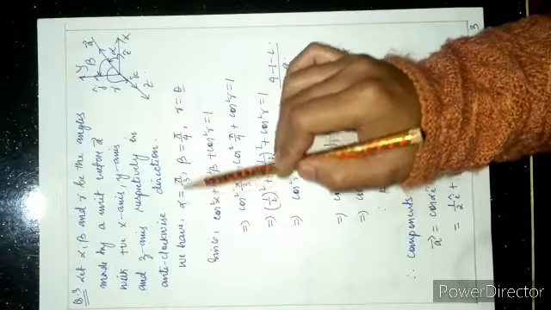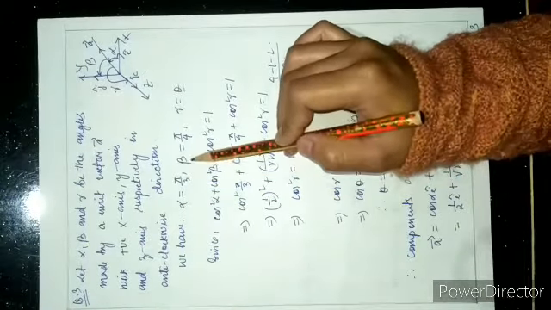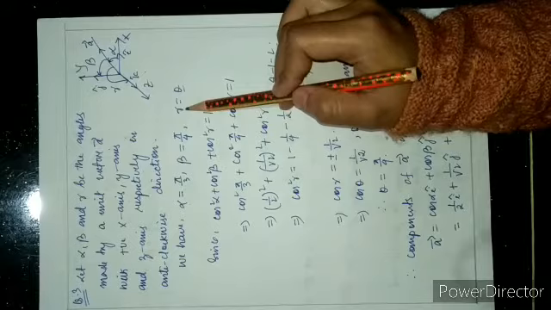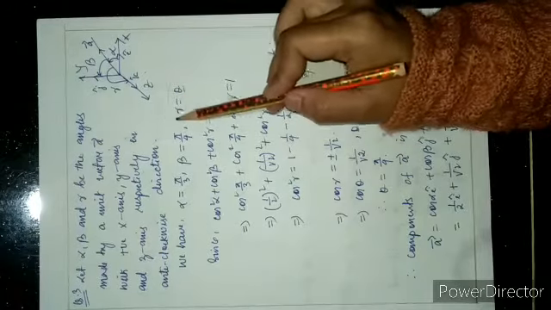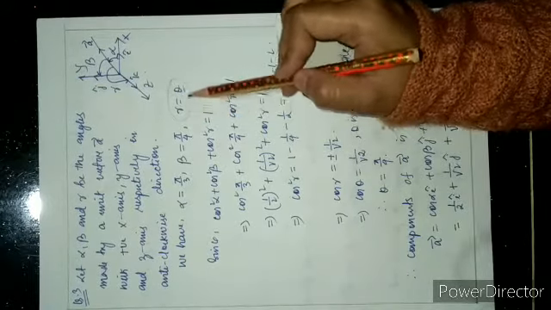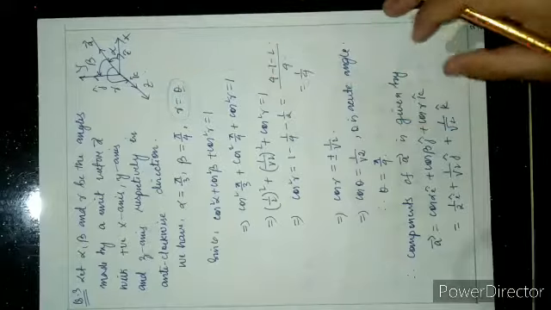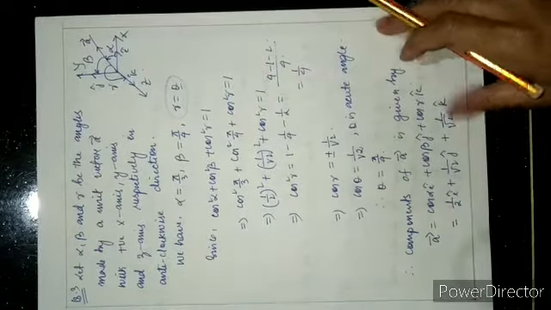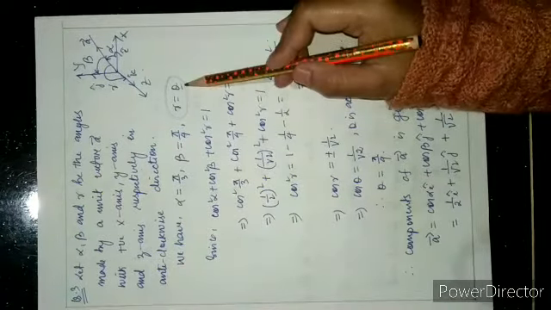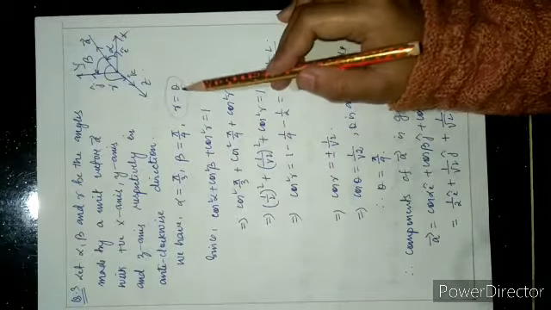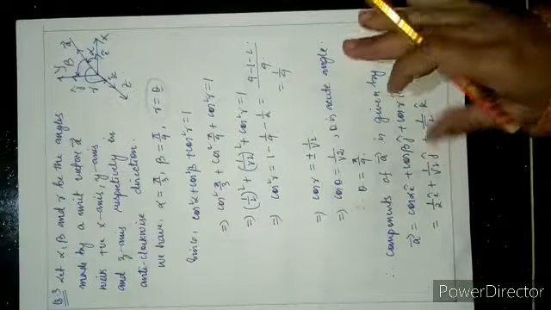Here we have alpha is equal to pi by 3, beta is equal to pi by 4, and gamma is equal to theta. Theta should be an acute angle. Acute angle means the angle lies between 0 and 90.